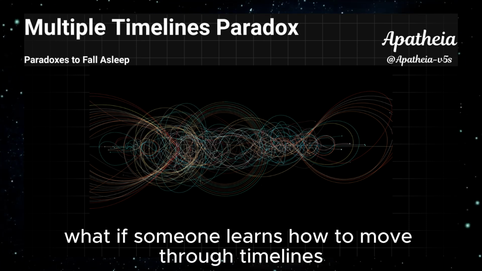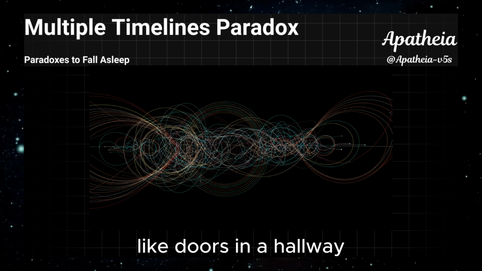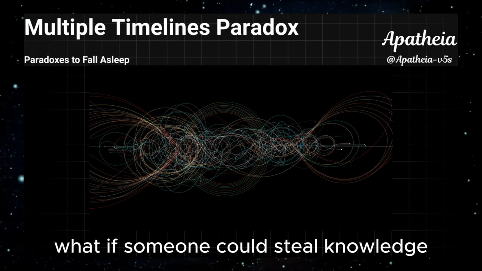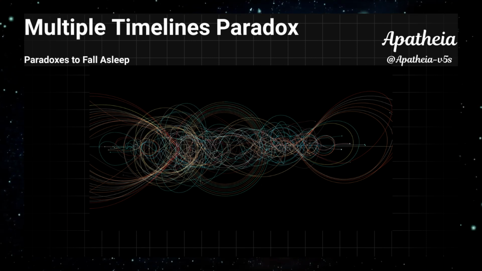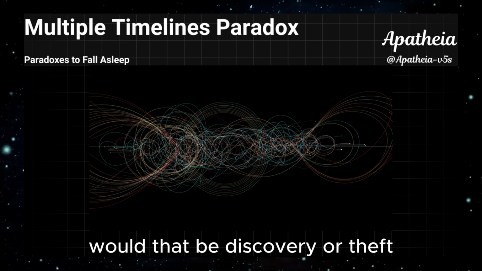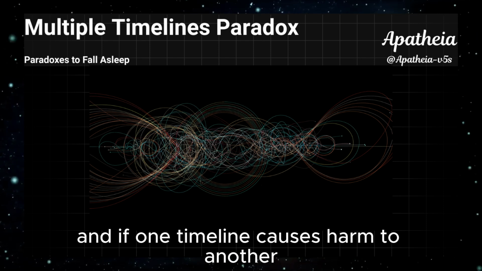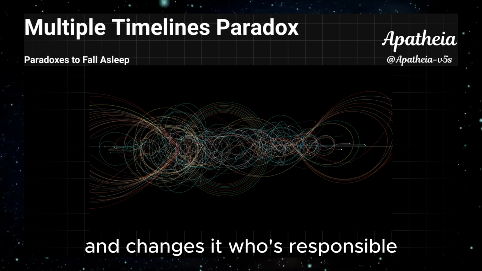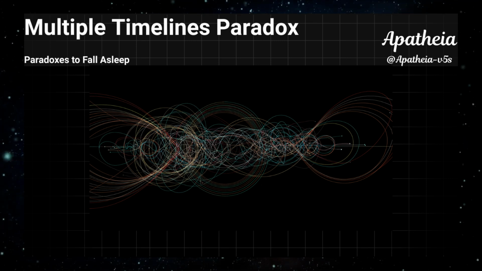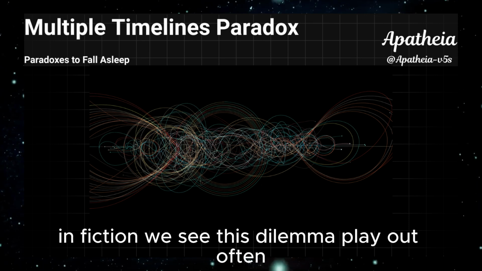What if someone learns how to move through timelines like doors in a hallway? What if someone could steal knowledge from another timeline? Technologies, outcomes, even lives. Would that be discovery or theft? And if one timeline causes harm to another, if one version of humanity reaches into another's world and changes it, who's responsible? In fiction, we see this dilemma play out often.